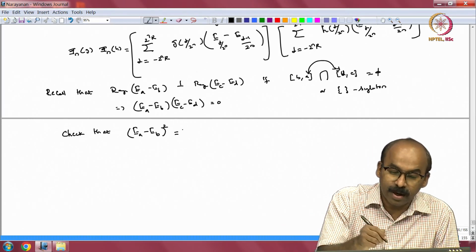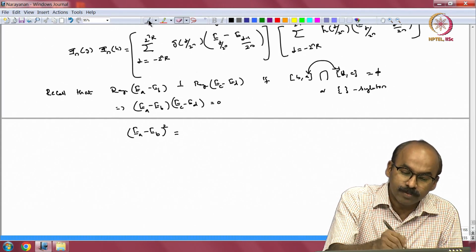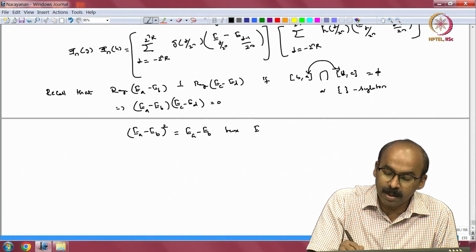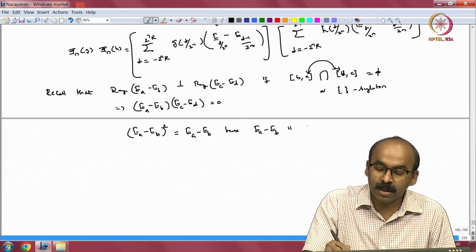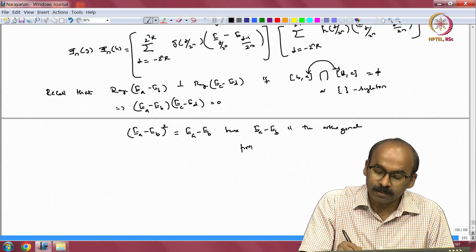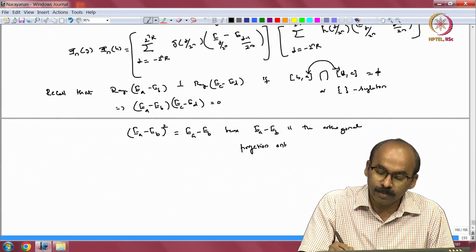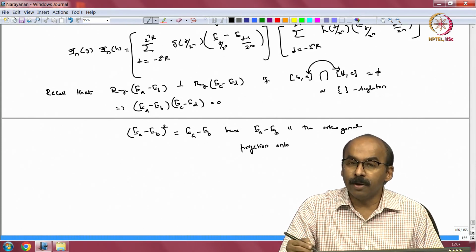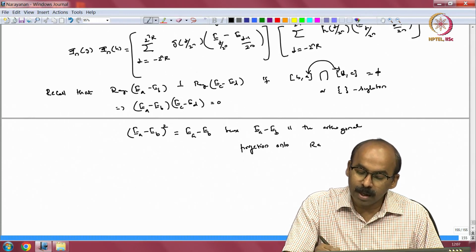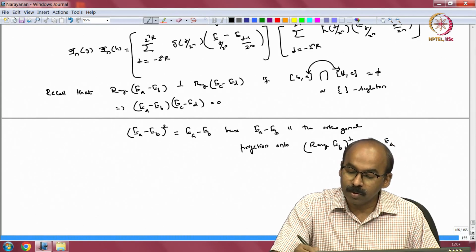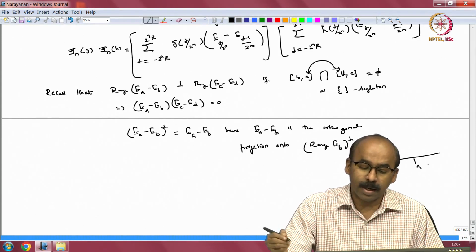So, this is equal to, well, I do not need to check that because we have already done it. So, (E_a - E_b)^2 is equal to E_a - E_b, because E_a - E_b is the orthogonal projection onto whatever is remaining in the range of E_a, but perpendicular to the range of E_b. So, you look at the range of E_b and take its orthogonal complement inside the range of E_a. Remember that a is bigger than b, that is why you look at E_a - E_b.